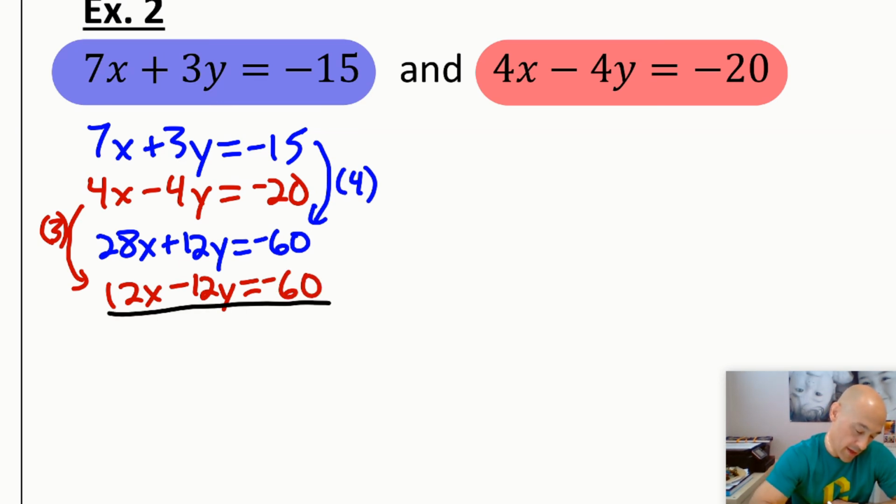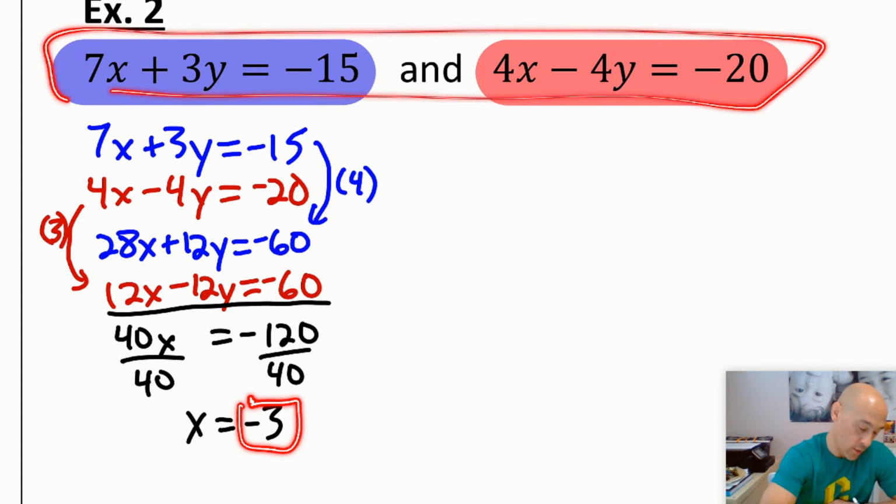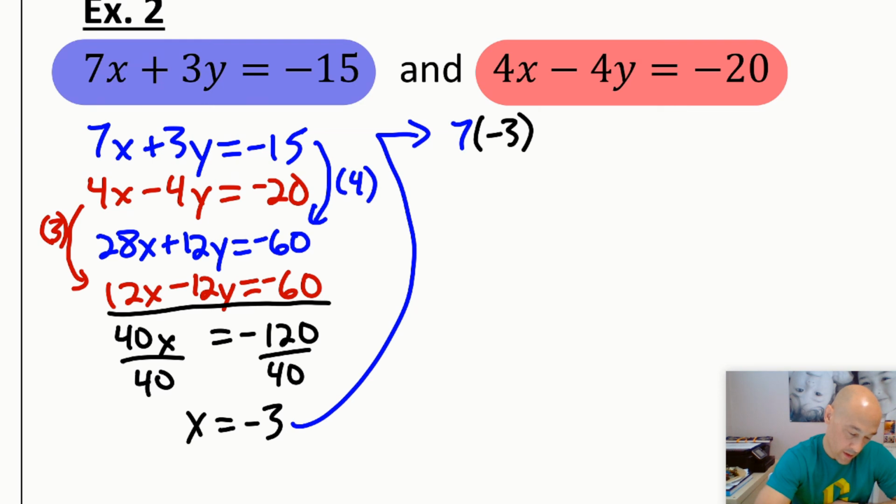Now I can add these two equations together. I'll get 40x is equal to negative 120. I can divide by 40 to isolate my x, and I'll get x is equal to negative 3. Now I plug that negative 3 into either one of my two equations for x, and then solve for y. This time I'll use the blue equation, not for any particular reason. 7 times negative 3 plus 3y equals negative 15.